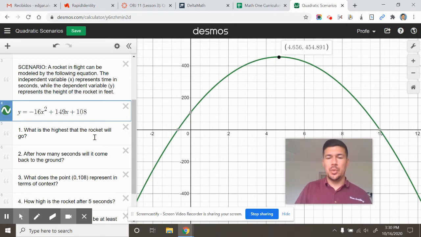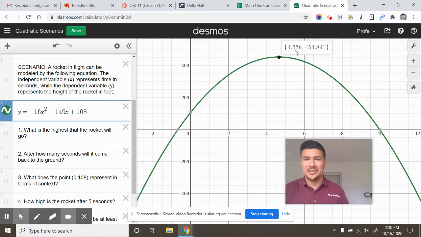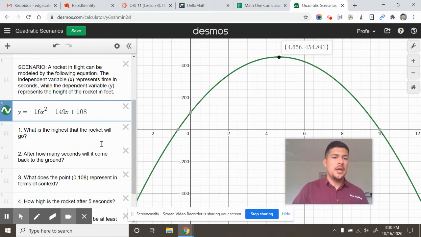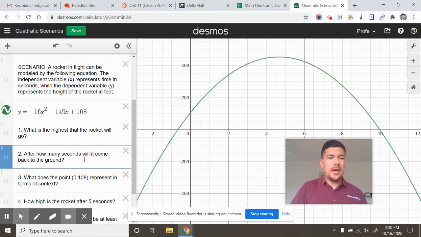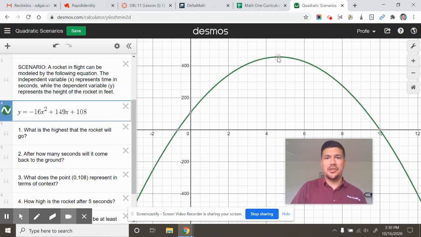That's the highest it's ever going to reach. So by highest, we mean the highest output. It could ask you also, at what time does it reach its highest output? And you can say 4.656 seconds. Remember, your input is time and your output is feet. Number two, after how many seconds is it going to come back down to the ground? Well, we just answered that. It's rising all the way to 4.6 seconds or 4.7, and then it's starting to come back down. So that answers that question.